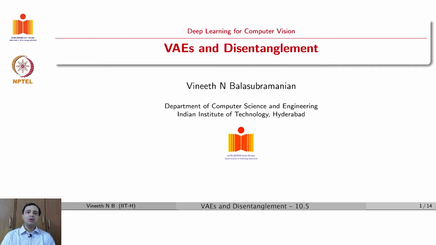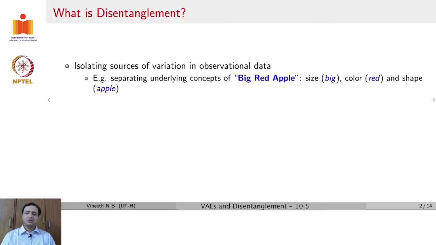We'll now move on to another important notion in generative models, which is called disentanglement. This notion is more closely associated with variational autoencoders, VAEs, and we'll discuss why this is so also as part of this lecture. To start with, what is disentanglement?